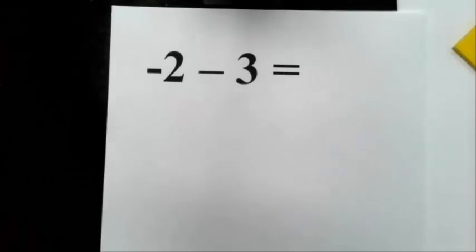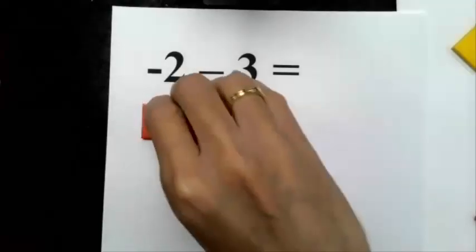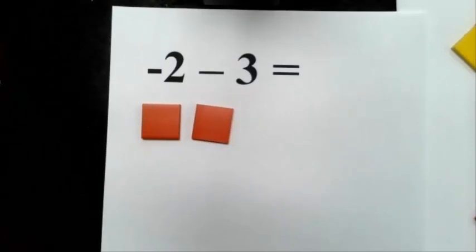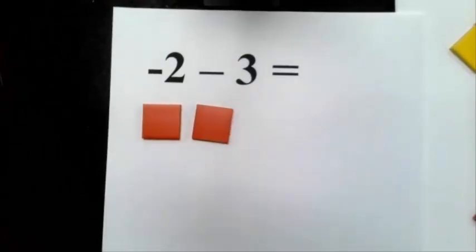Our next subtraction problem is -2 minus 3. The minuend is -2. I'm taking away 3. I don't have any yellow tiles to take away. I'm going to go to the cloud and get some 0 pairs.